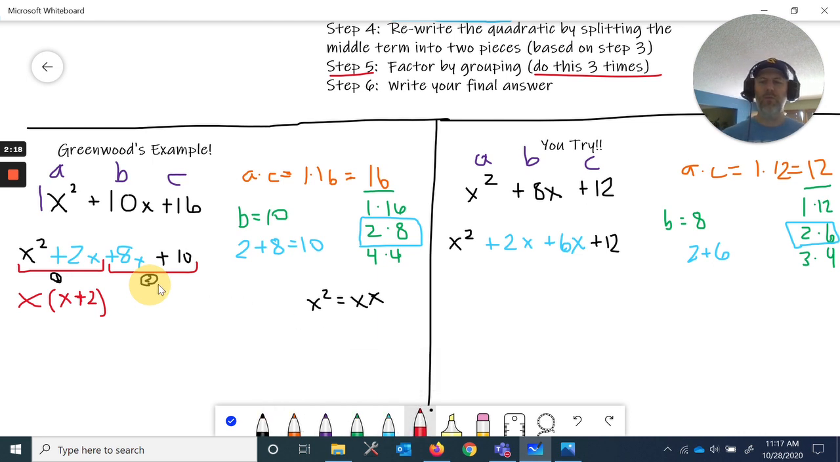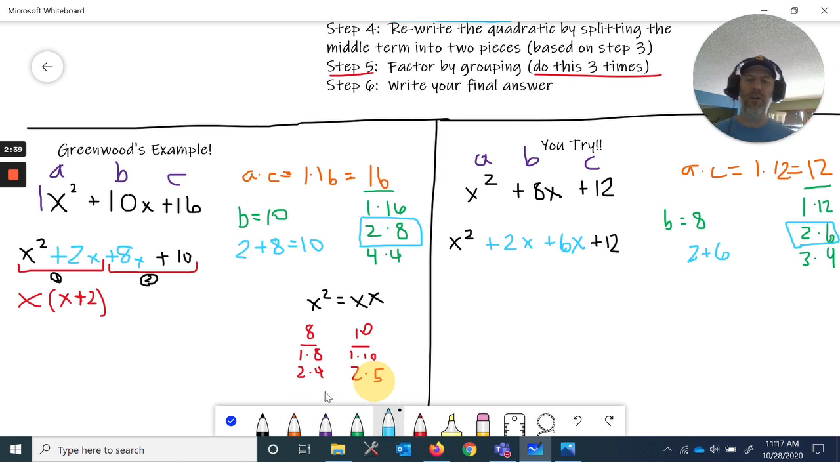So now we're looking at the second group. I'm looking at 8 and 10. What do 8 and 10 have in common? Well, if I list my factor pairs over here for 8, we're going to go 1 times 8 and 2 times 4. Intuitively, you may already know the answer, and that's fine. But in case you're not sure, what we're looking at is the largest number these two share. In this case, it looks like that's 2. And I have an x here, but no x here, so they don't have an x in common. So we are going to pull out a 2 right here.